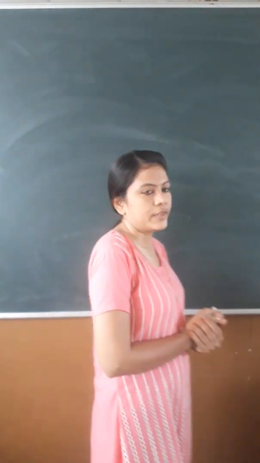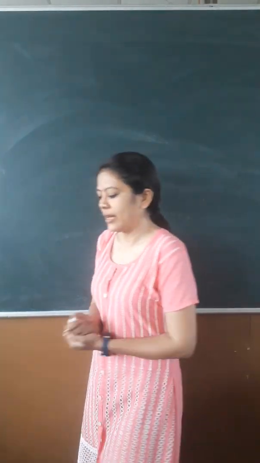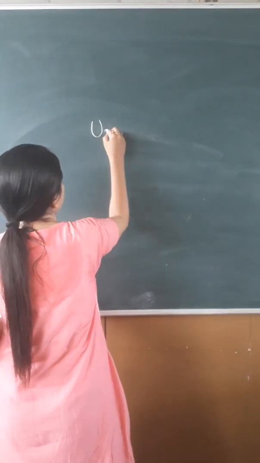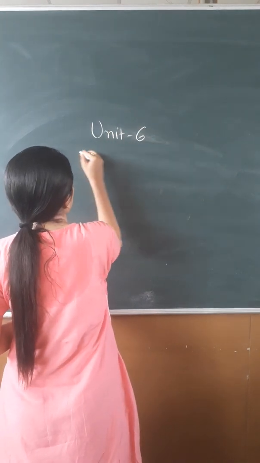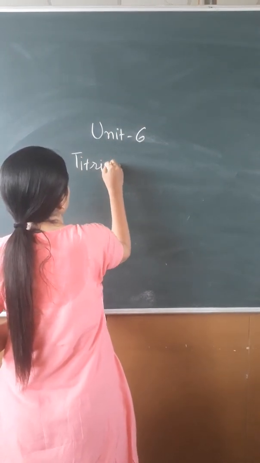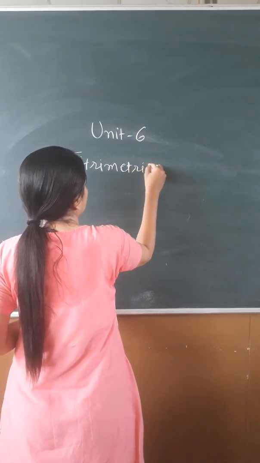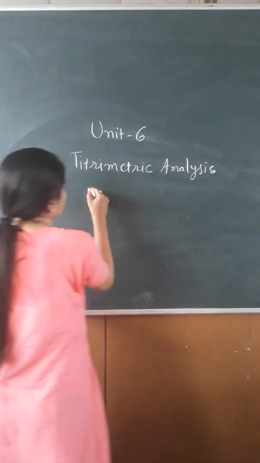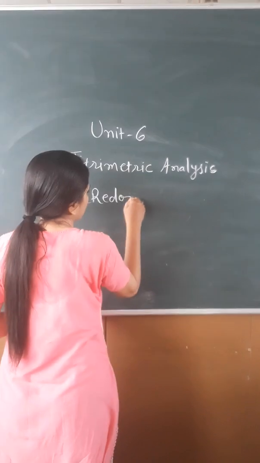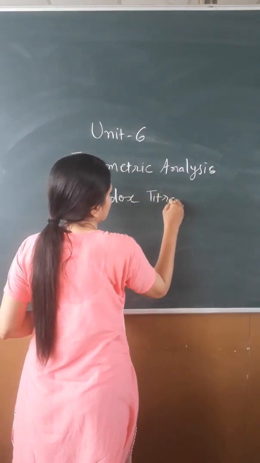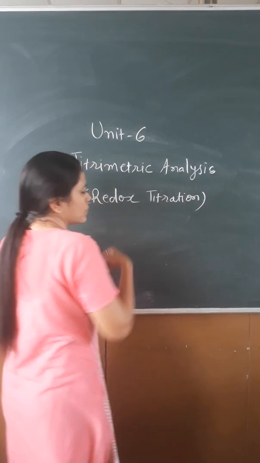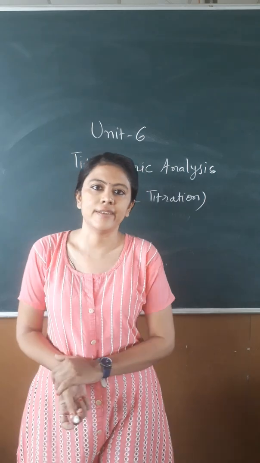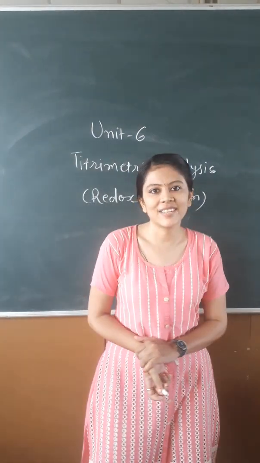We will start from Unit 6. Unit 6 is titrimetric analysis, as you can see, redox titration. Before we go, I would like to elaborate some fundamental concepts about volumetric analysis. Okay students, so let's start.